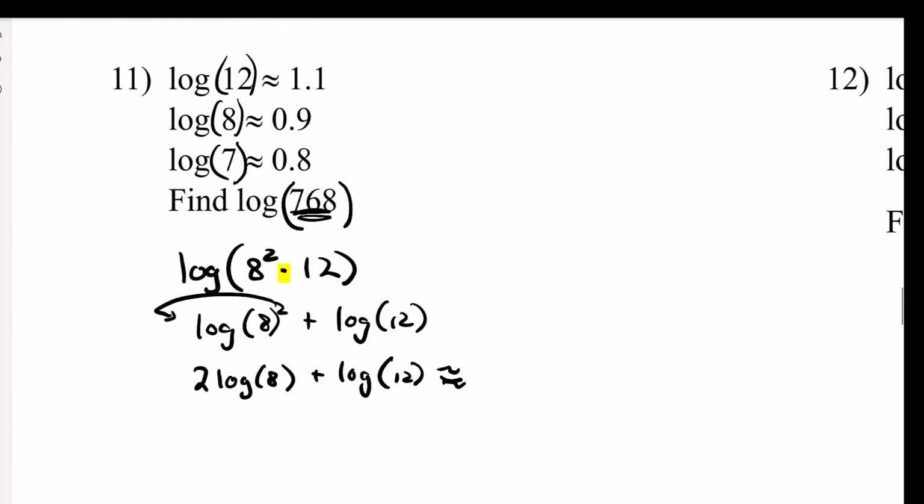Well, now we can fill in the numbers. Log 8, so 2 times 0.9 plus log 12 is 1.1. So this right here is 1.8 plus 1.1, which is about 2.9. And maybe I'm not right on that. Yeah, that looks right.